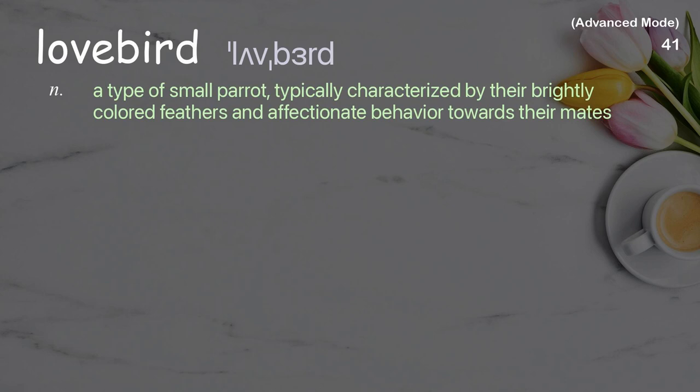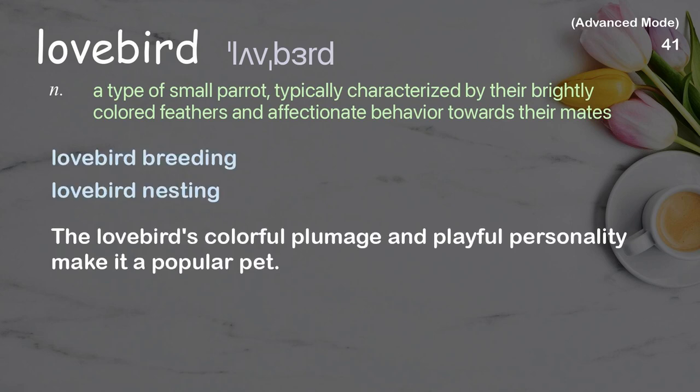Lovebird: a type of small parrot, typically characterized by their brightly colored feathers and affectionate behavior towards their mates. Examples: lovebird breeding, lovebird nesting. The lovebird's colorful plumage and playful personality make it a popular pet.